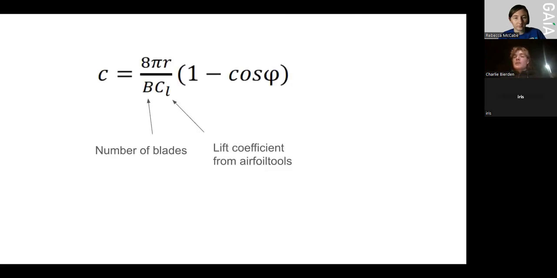The equation used in industry to calculate the optimized chord length is shown here. It depends on the radius along the blade where you are, the number of blades, the lift coefficient we determined before from the online resource, and then your relative angle of wind, or your pitch angle. From this you can find an optimal chord length that will generate the maximum amount of power.